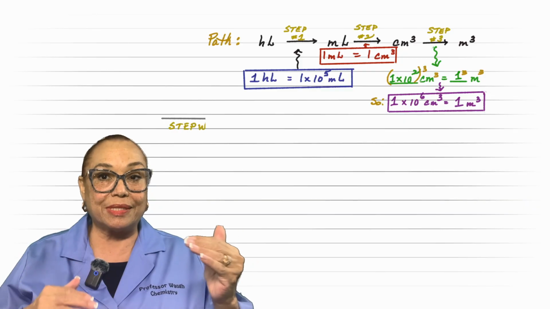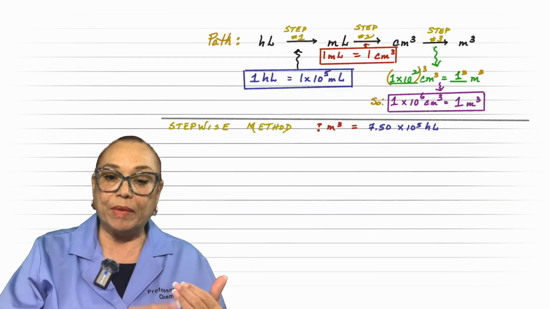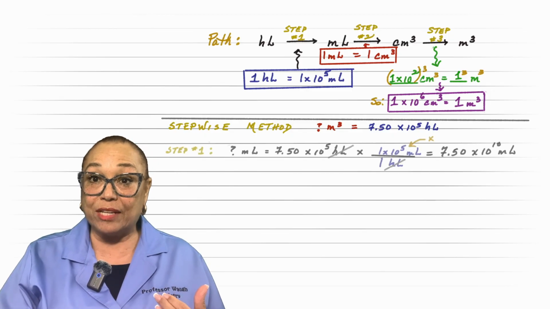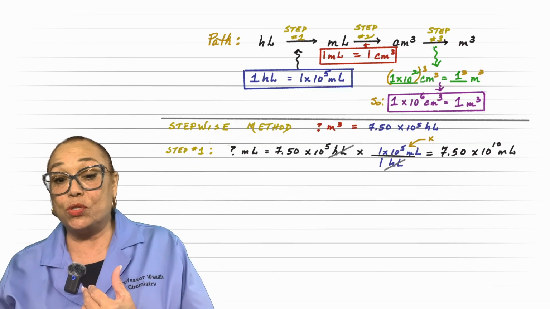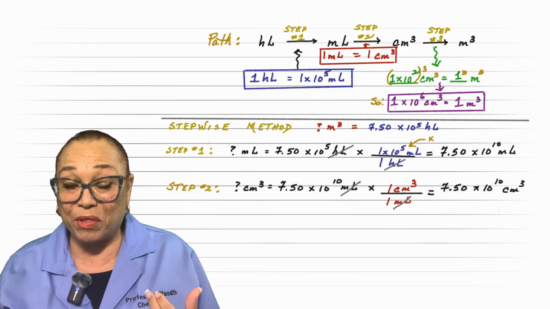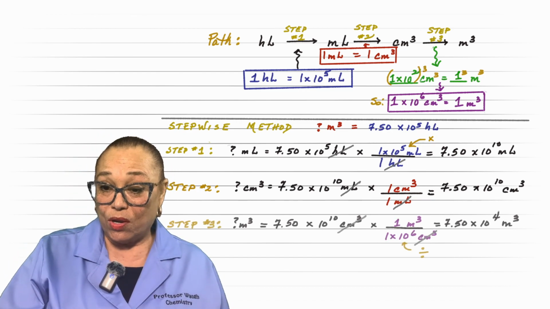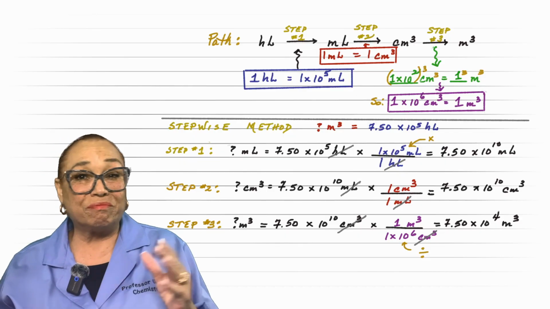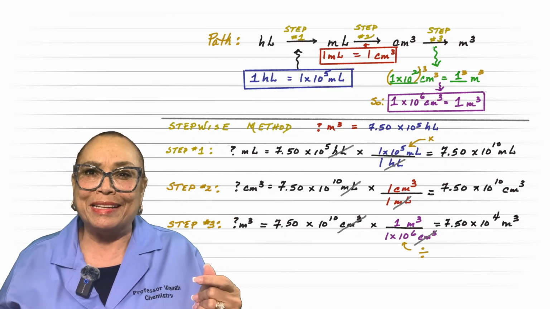Now, we can do a stepwise method, as you can see down below. We can start off with a hectoliter and go to milliliter. Then we can go to a cubic centimeter, because a milliliter and a cubic centimeter are the same thing. Then we can go from a cubic centimeter to a cubic meter. See, you can do it in 3 steps. But the best way to do it is the way I'm going to show you right now.